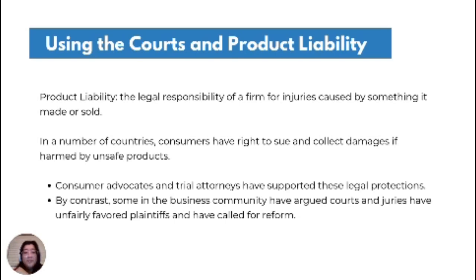So, what are the key principles of product liability? Number one is protection for consumers, as it ensures that individuals harmed by defective or unsafe product can seek justice. Second is accountability for businesses. It holds companies responsible for ensuring their product are safe and free of defects. And third one is incentive for safety. It encourages manufacturers to prioritize safety in design, production, and in distribution.